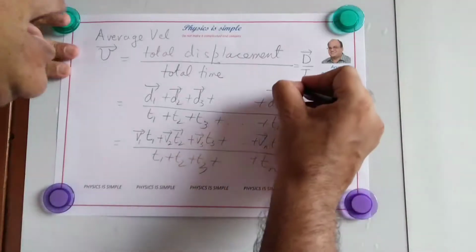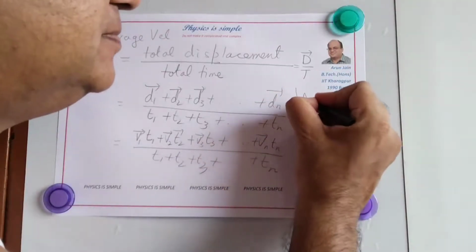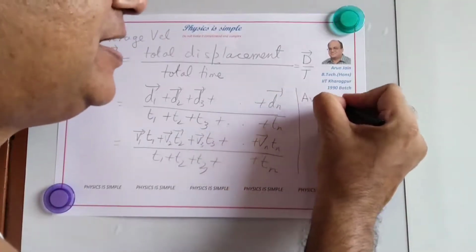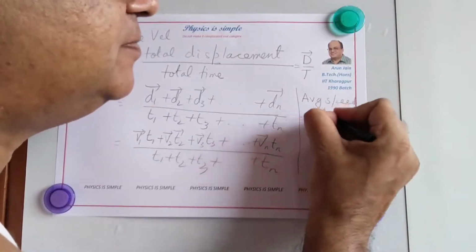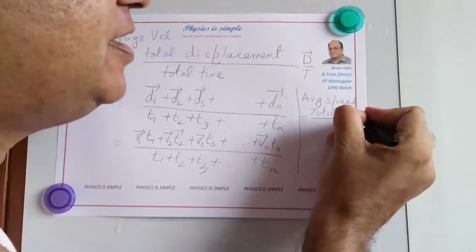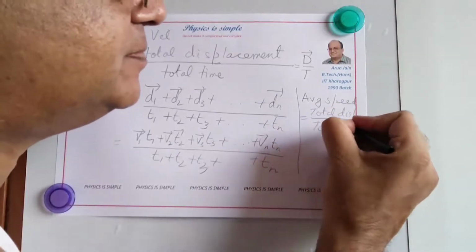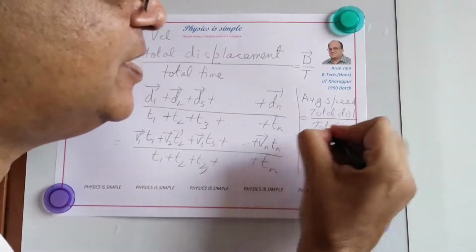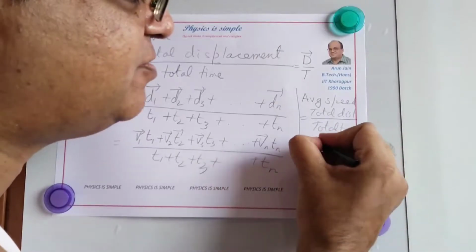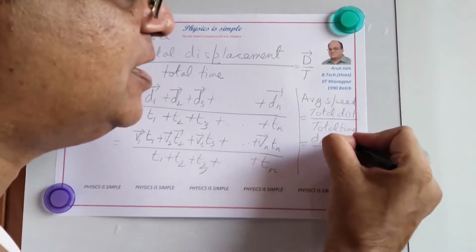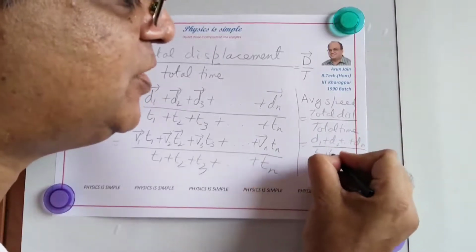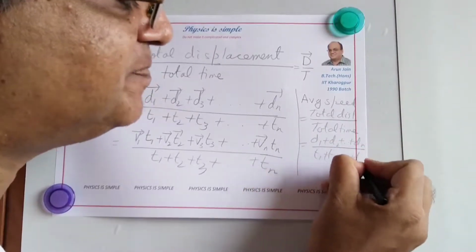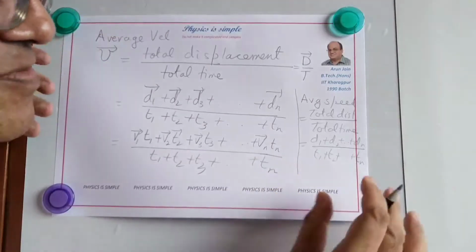Same way, average speed, only the vector sign will not be there. Average speed is total distance travelled, so total distance by total time taken. So you add all the distance travelled, d1 plus d2 up to dn, by t1 plus t2 up to tn. This is what average speed is.